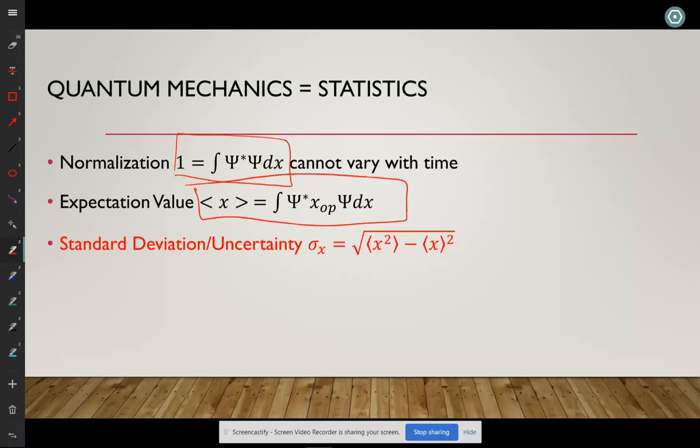Integral of psi star operator psi. It's really, really important to have the operator sandwiched between psi star and psi, with the operator acting on psi, because when you have the operator acting on psi, then you get the eigenvalue times psi. You move the eigenvalue through, and you have psi star psi to give you the probability for your calculation. Because fundamentally, when you're doing the expectation value, what you're doing is integrating the value times the probability of that value over all space.